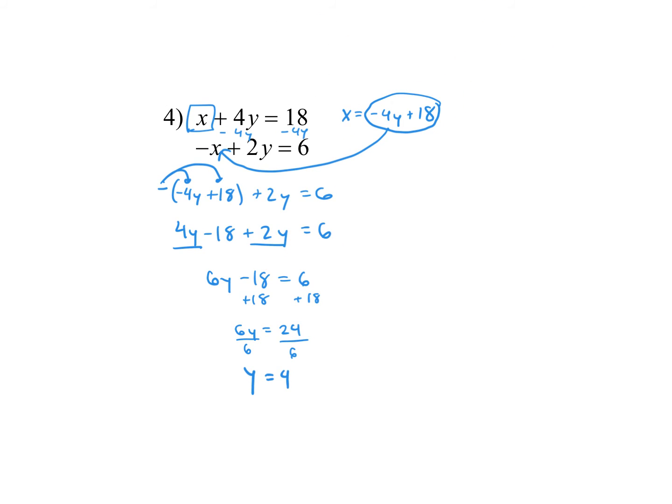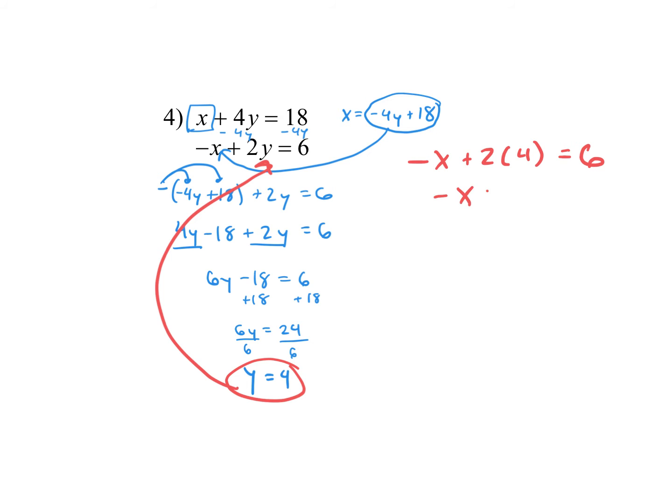How do I find x? By plugging the y into the equation. Do you want to plug it into the first or the second? The second. Okay, we can plug it into the second, as long as you plug it in for y. So we have negative x plus 2 times 4 is equal to 6. So what should I do first? Multiply 2 and 4. So negative x plus 8 is equal to 6.